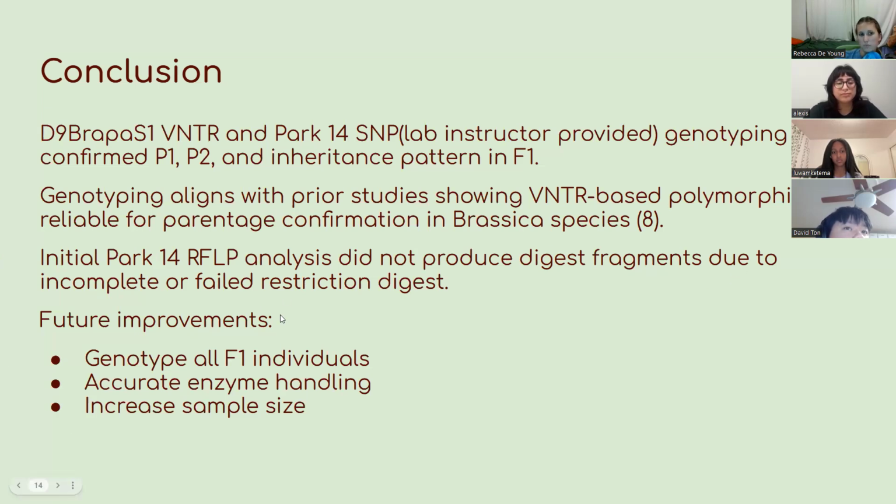As far as our future improvements, we can look into genotyping all F1 individuals as well as accurate enzyme handling to get a successful restriction digest. We can also increase the sample size for better likelihood of better results.